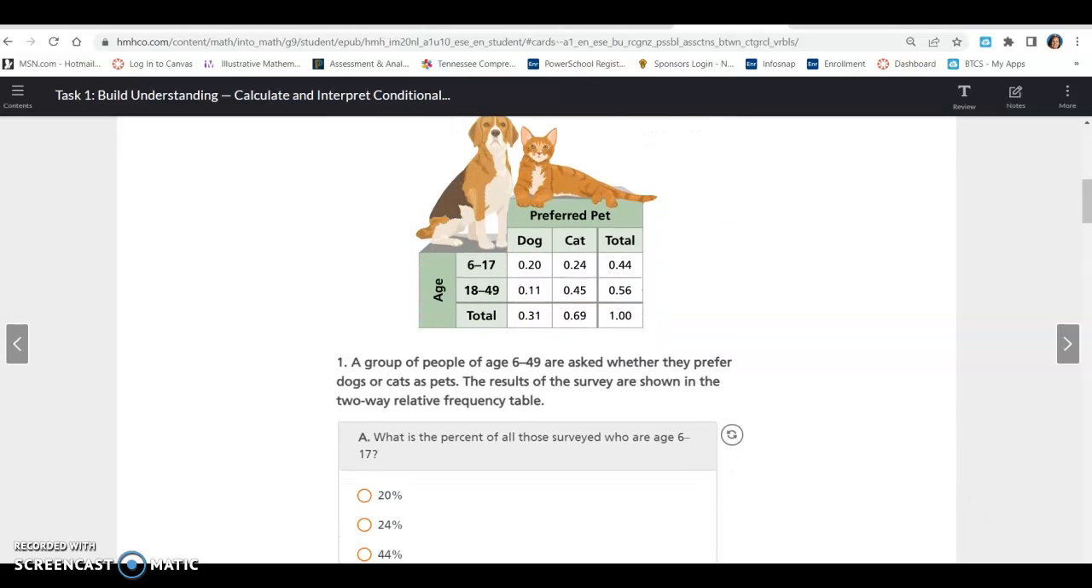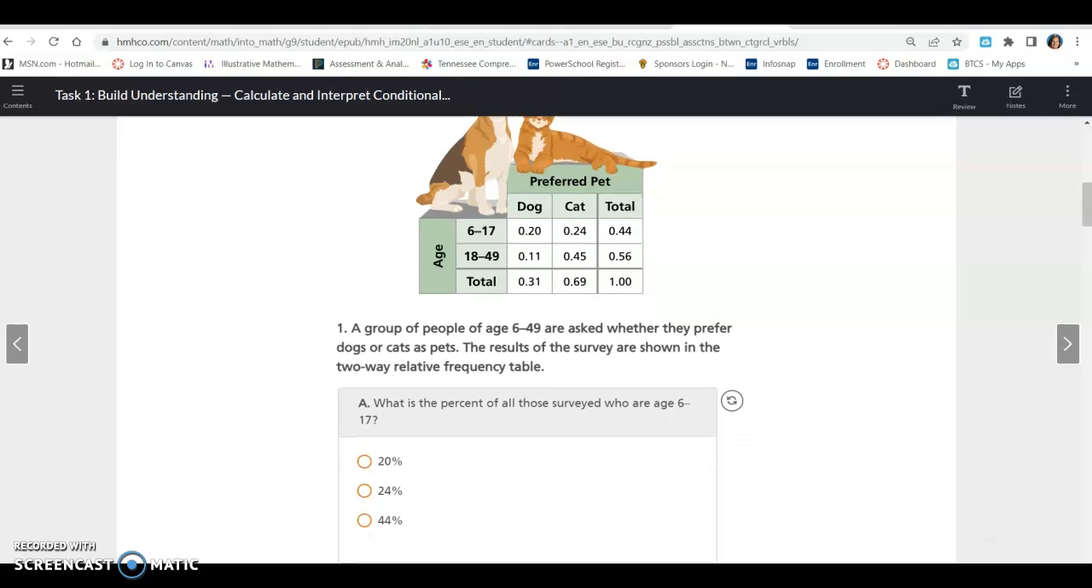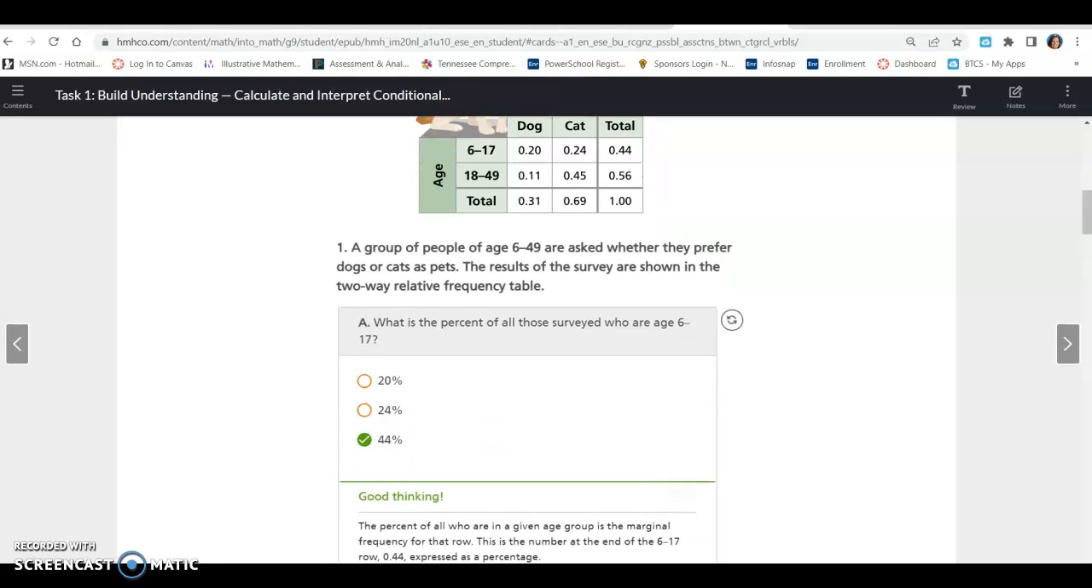All right, so it says a group of people of age 6 to 49 are asked whether they prefer dogs or cats as pets. The results of the survey are shown in the two-way relative frequency table. What is the percent of all those surveyed who are ages 6 to 17? So you can see here, ages 6 to 17, we would have 44% out of 100%. So this would be 44% are ages 6 to 17. So you would look for the total there.